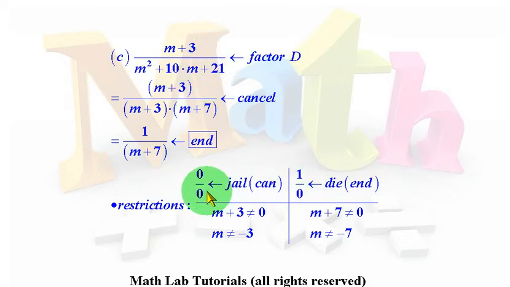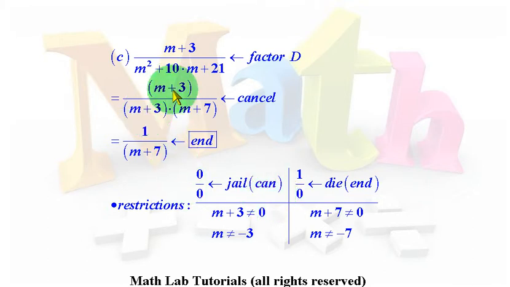Okay, this crime over here, the hole crime, is not too substantial, and the 1 over 0 crime, which corresponds to a vertical asymptote, is very severe, and you could get the death penalty for committing that kind of crime. So we want to avoid going to jail. We want to avoid the death penalty, so we have to impose restrictions.